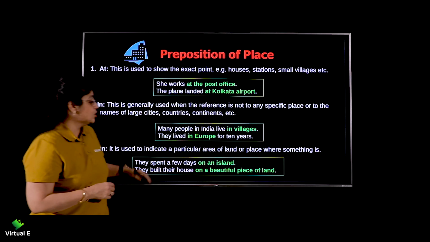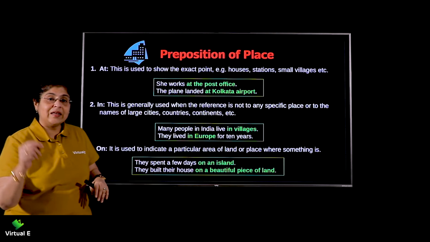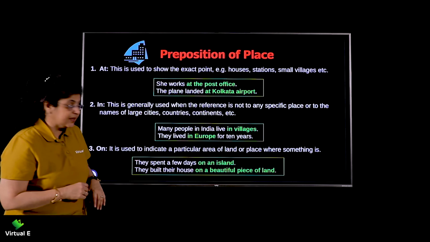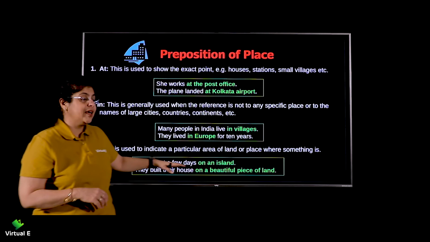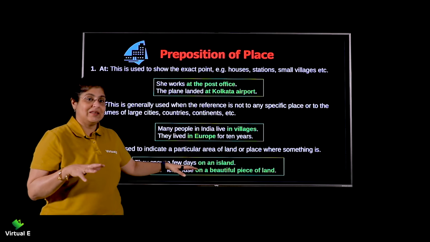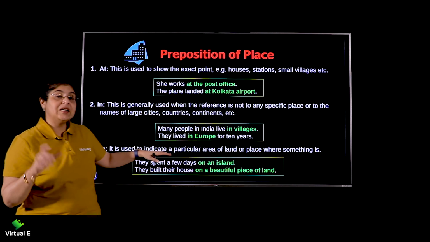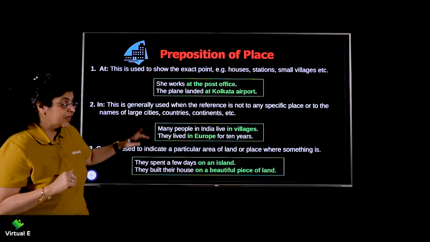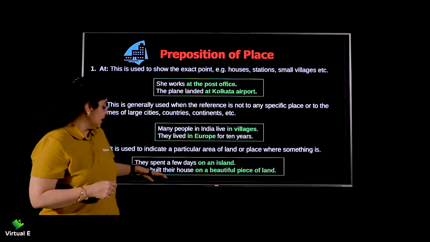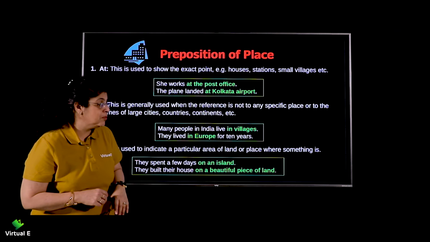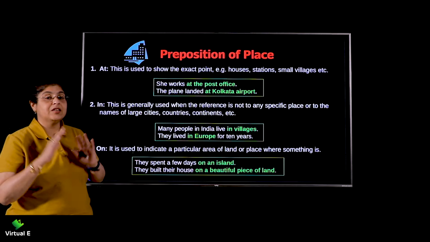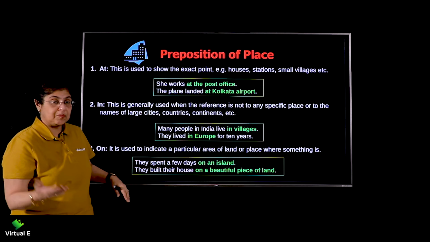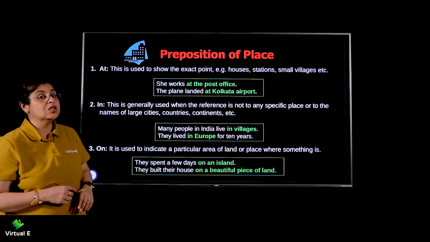On is used to indicate a particular area of land or place where something is. They spent a few days on an island. It is indicating a particular area of land. So island is a place. They built their house on a beautiful piece of land. It is telling you a specific area of land, or a place. That is where we use on.